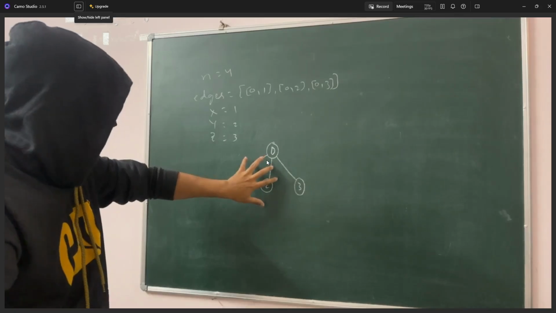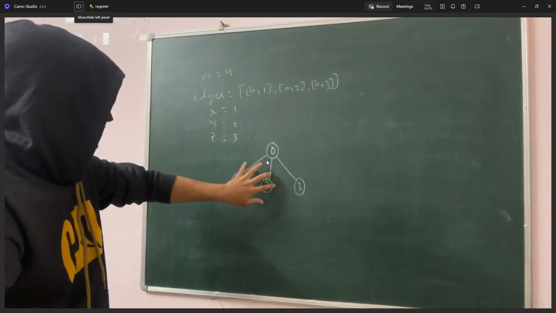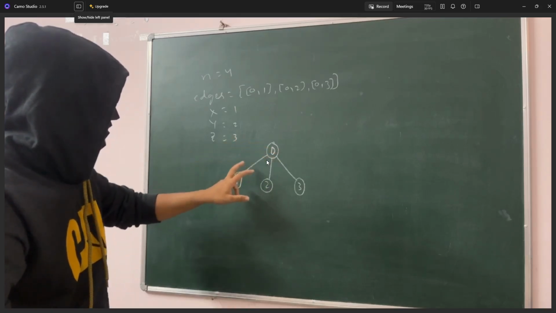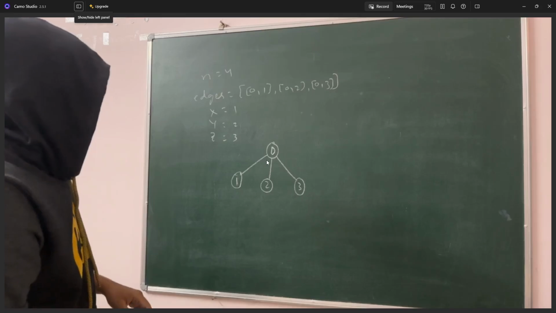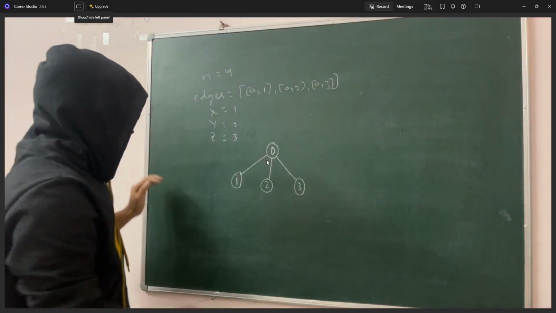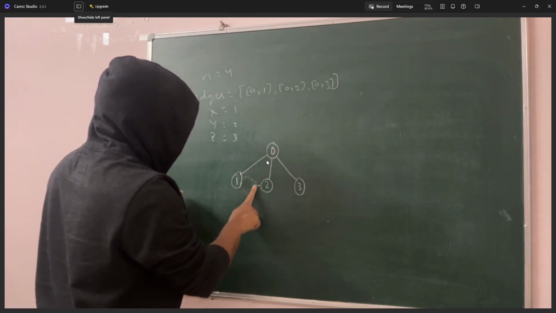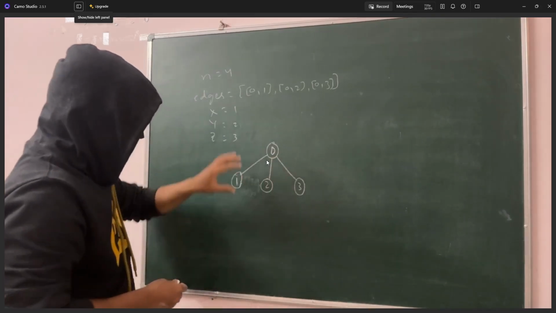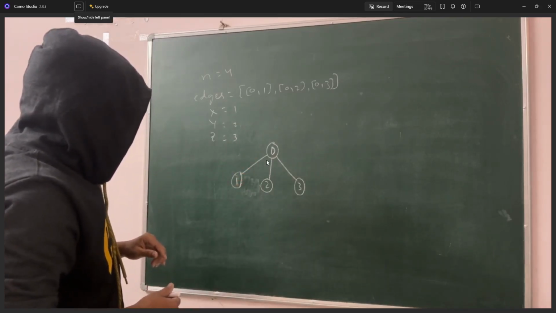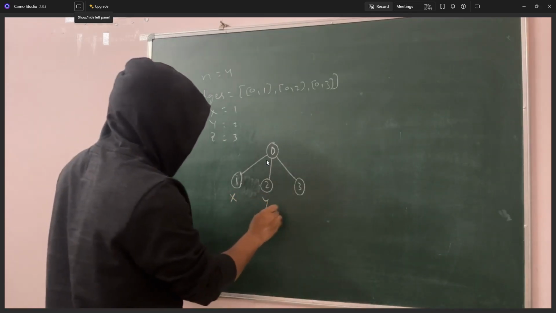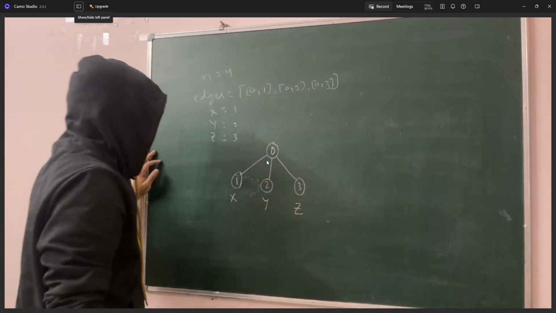Since this graph is a tree, by definition we will have n minus 1 edges, like 3 edges. The reason is that if you try to insert one more edge, it is going to be cyclic, but I'll not be discussing these things. Let's focus on the problem. They have said your x is this, your y is this, your z is this.